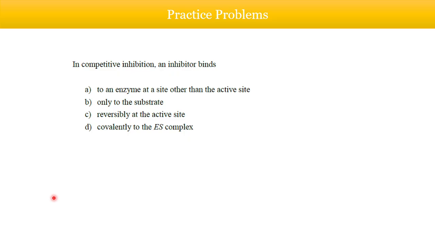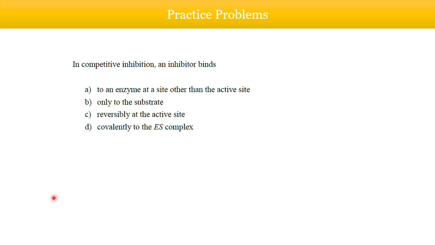So option A says to a site other than the active site. It is incorrect because binding at a site other than the active site describes non-competitive or allosteric inhibition. So it binds at the active site. Option B is also incorrect because the inhibitor binds to the enzyme, not the substrate itself.